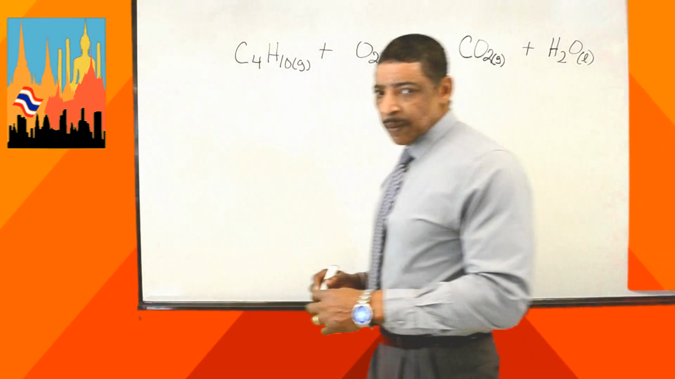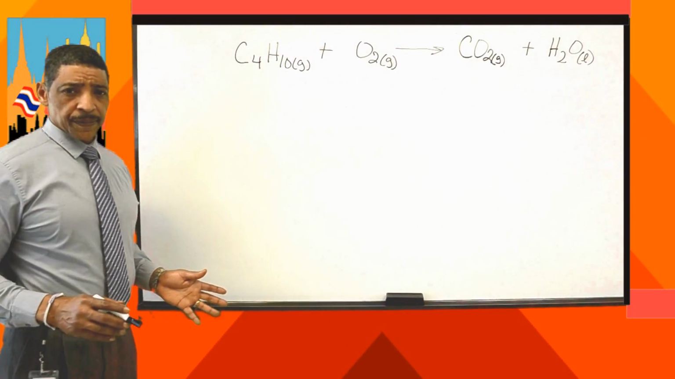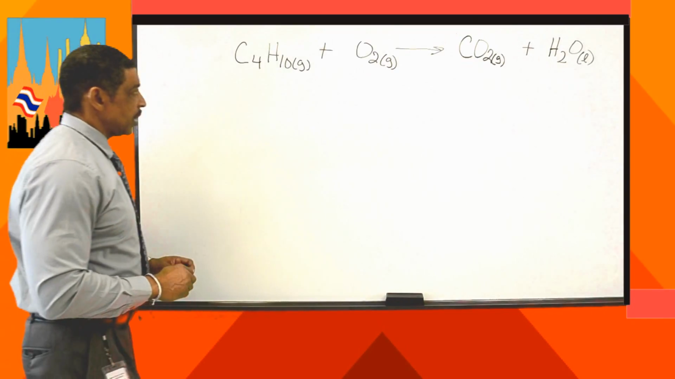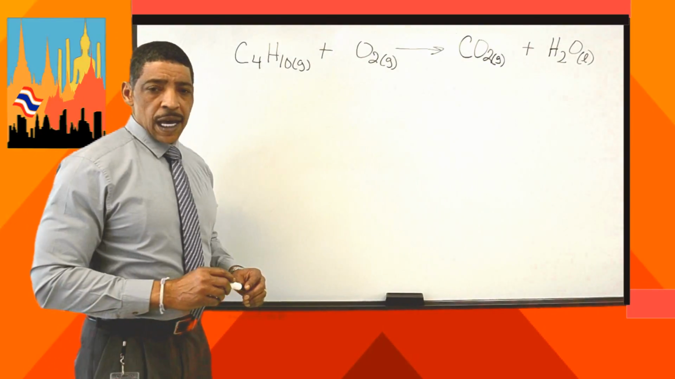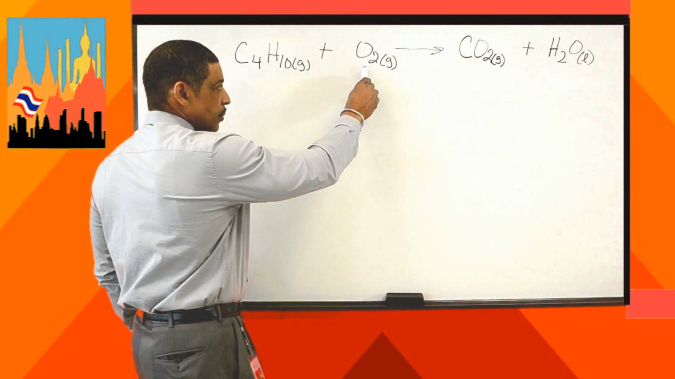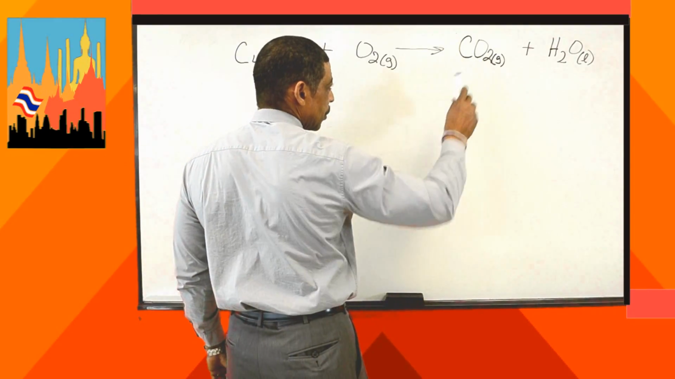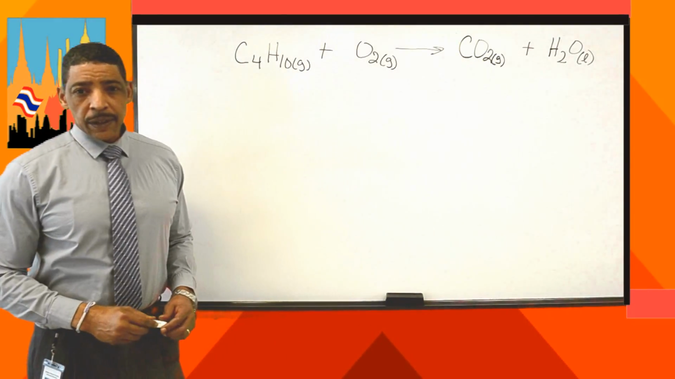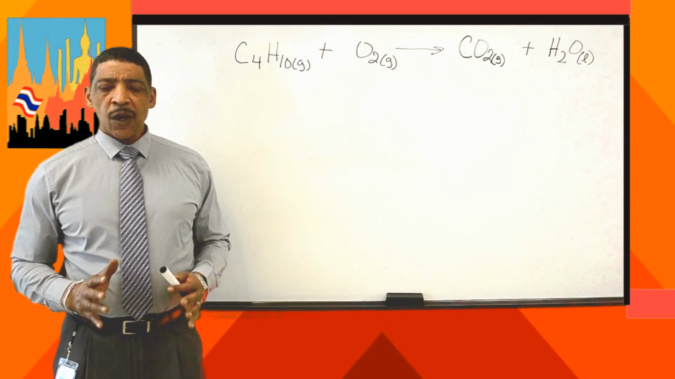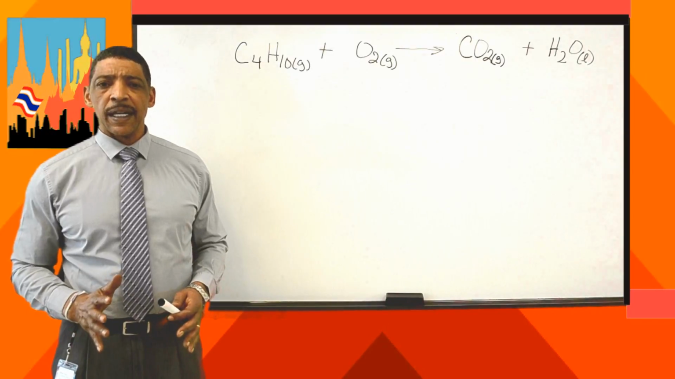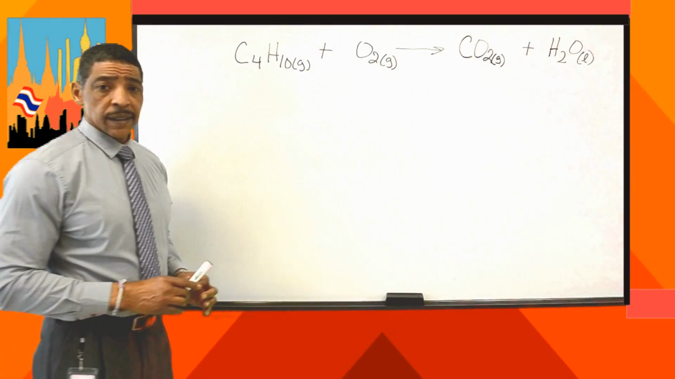When performing stoichiometric calculations, we must always begin with the balanced equation. Consider the reaction between butane gas, C4H10, and oxygen gas, O2, producing carbon dioxide gas, CO2, and liquid water, H2O. When balancing equations, one should always proceed systematically. By that I mean, let's start at the beginning.